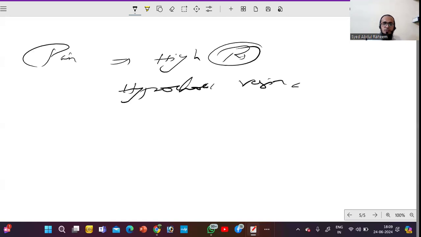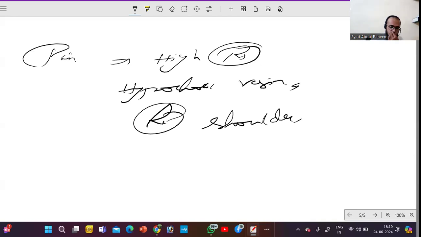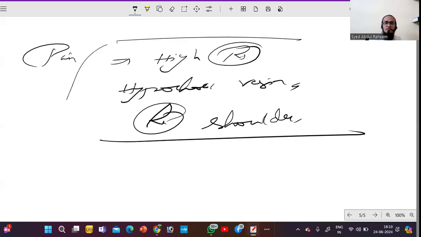I will show you on the picture. It is behind the right shoulder. Sometimes it will reach to the right shoulder also. Okay, this is the thing, I will show you a picture. This is where the pain will appear. This is the main symptom.